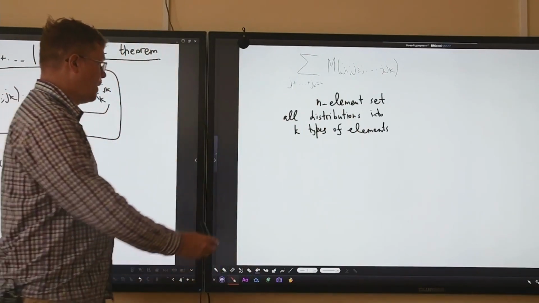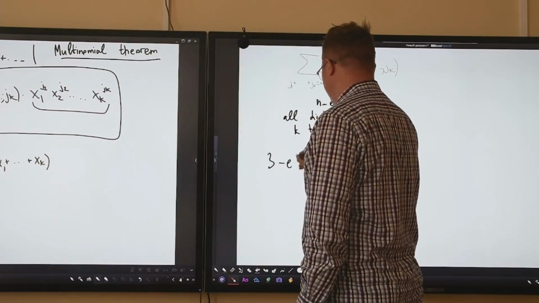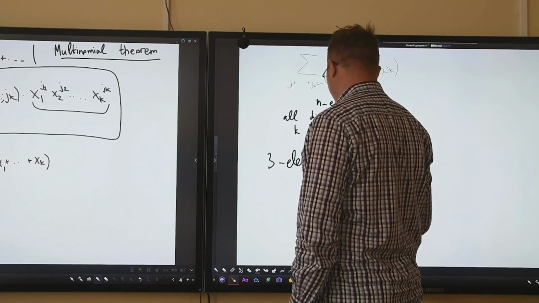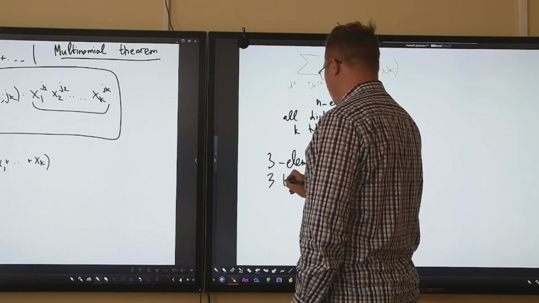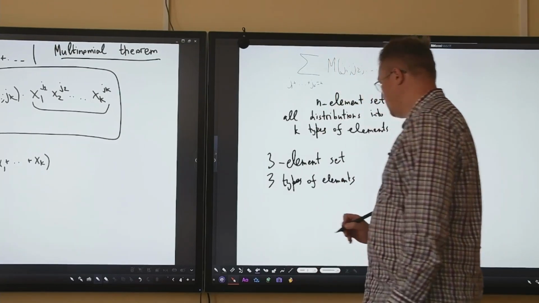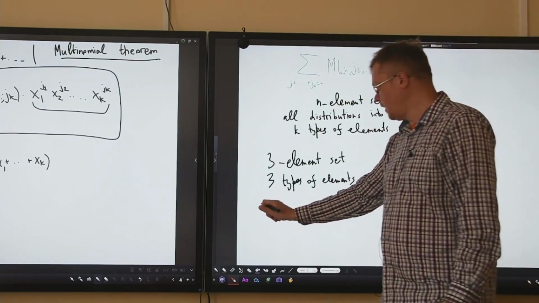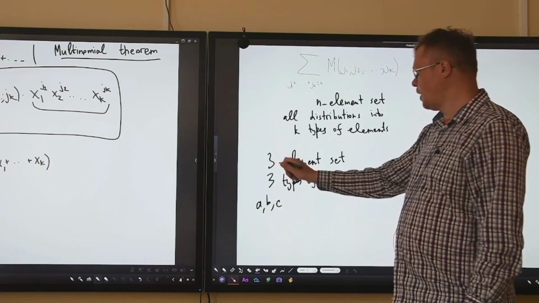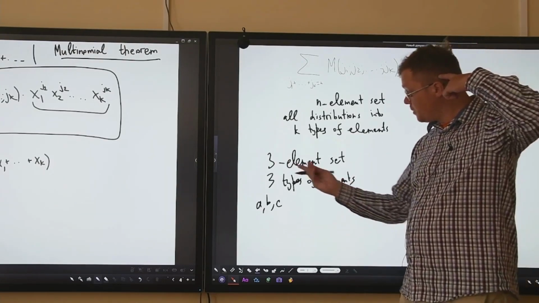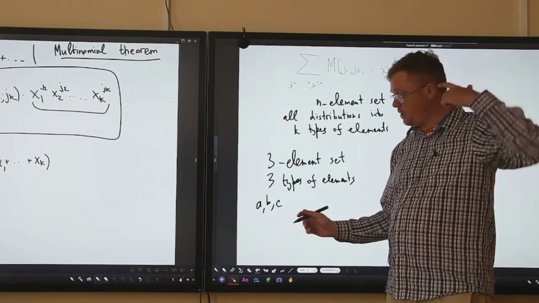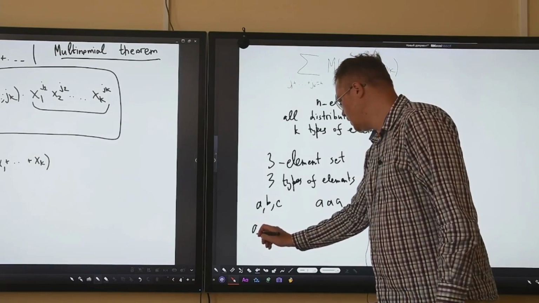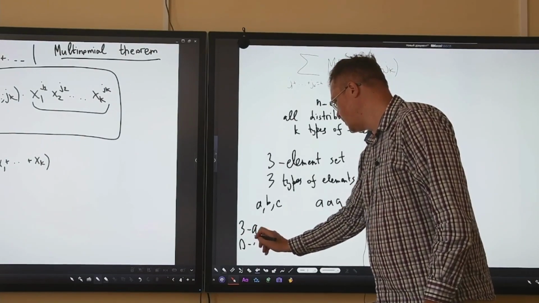So for example, I have, I don't know, a 3 element set, or it will be too much. Okay, and three types of elements. It means that I have letters A, B, C, and I want to calculate all possible words consisting of 3 letters, from a 3 element set of elements A, B, C. So I can have word AAA. It means that I have 3 elements of type A and 0 of type B and C.